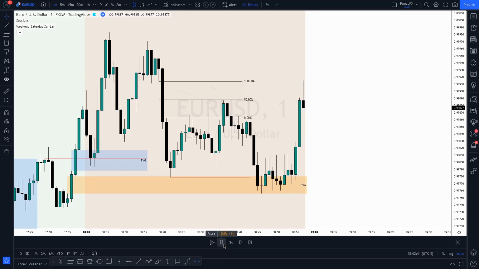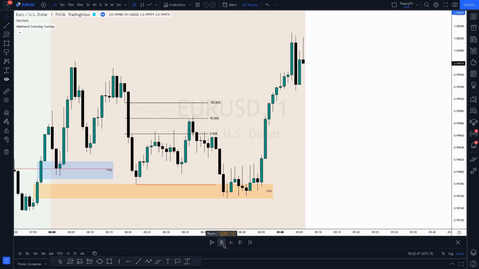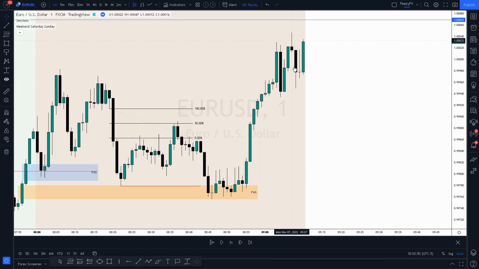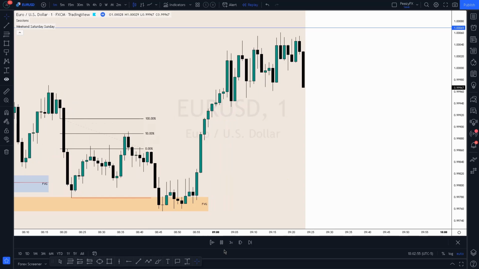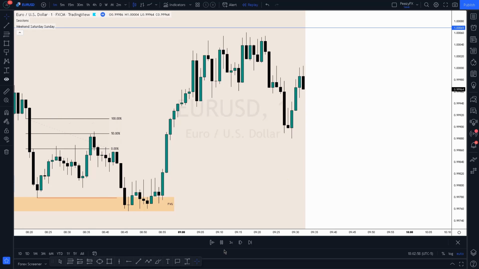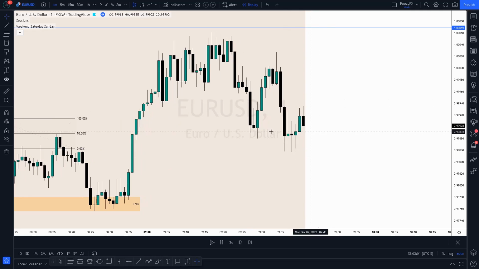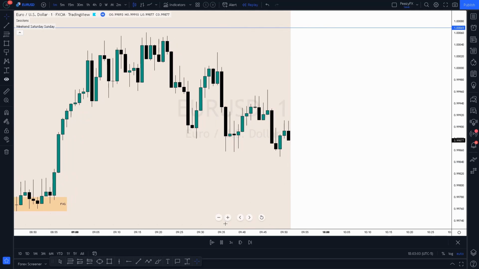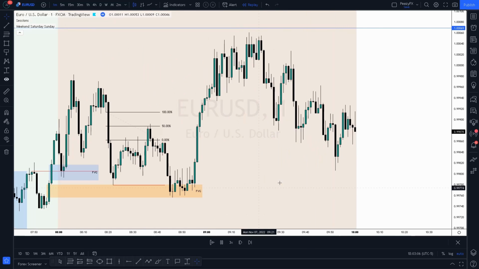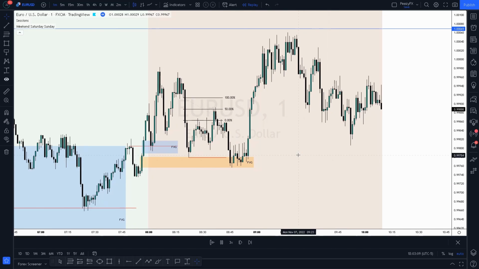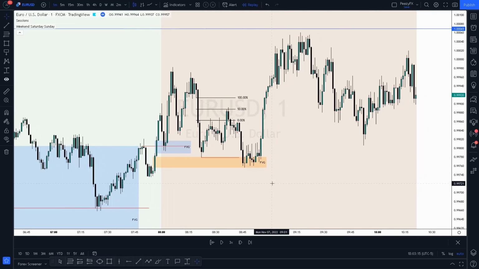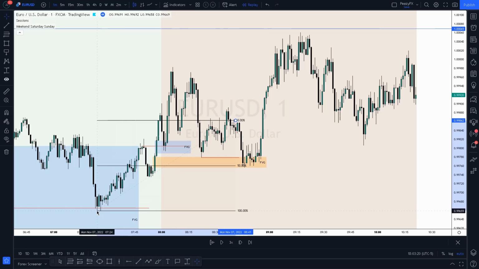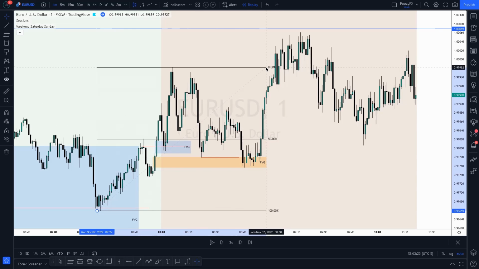Play it right here. I closed partials as price did this. I closed partials again, and I ended up closing the remainder of my trade around here. I wasn't able to hold on to it to get the bulk of the move, but this is really how I like to operate. I like to catch these small dealing ranges, and I'll throw the fibs on here for you real quick.